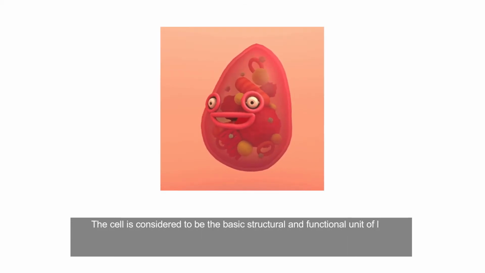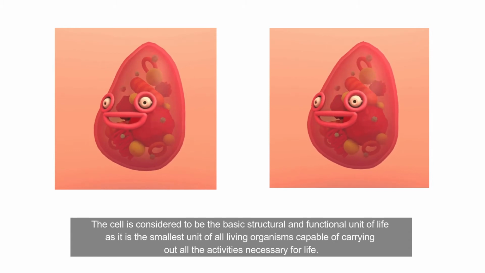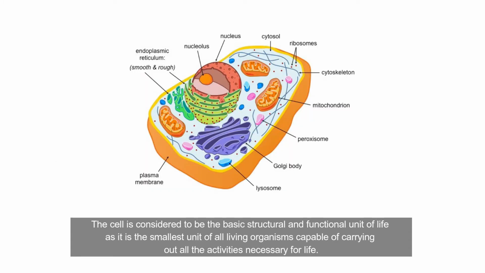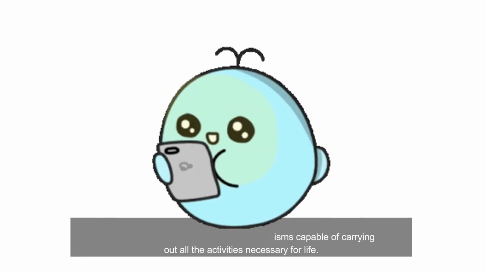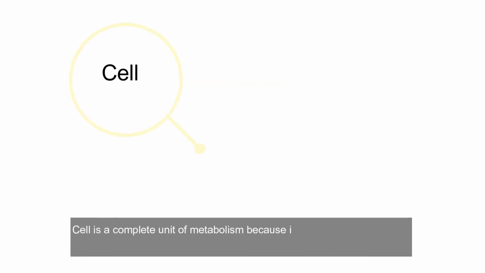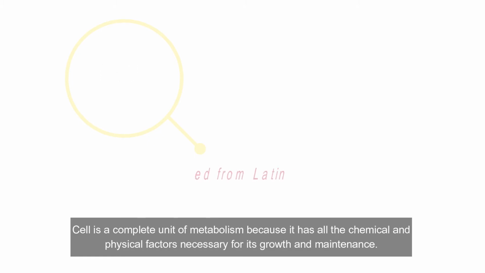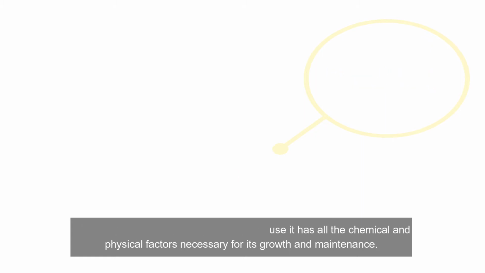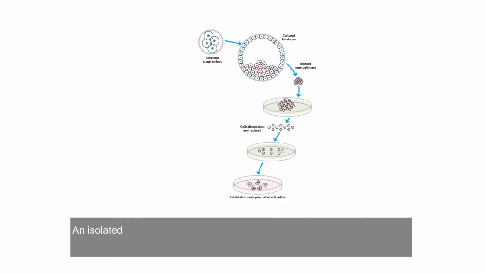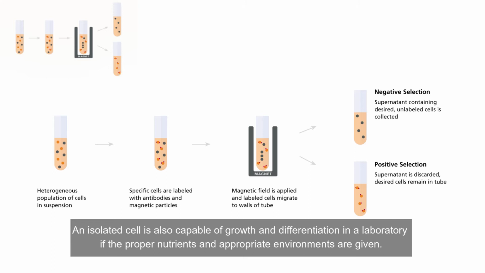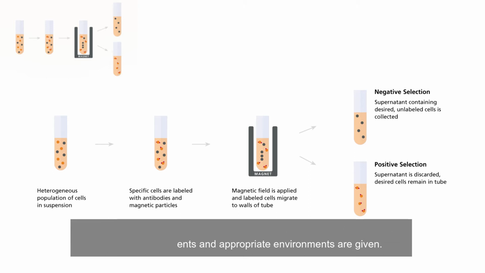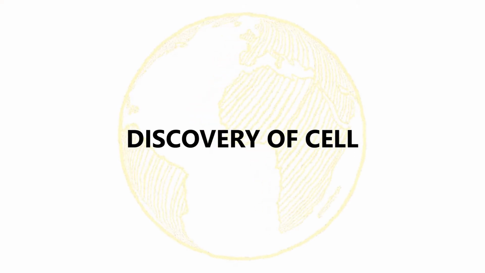The cell is considered to be the basic structural and functional unit of life, as it is the smallest unit of the living organism capable of carrying out all the activities necessary for life. Cell is a complete unit of metabolism because it has all the chemical and physical factors necessary for its growth and maintenance. An isolated cell is also capable of growth and differentiation in a laboratory if the proper nutrients and appropriate environments are given.